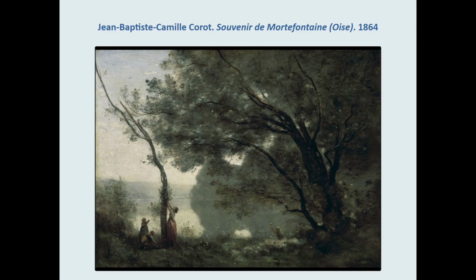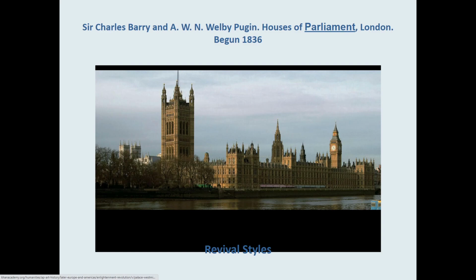But that's pretty much all for the artists. We're going to look at a little bit of these revival styles. This is a period when we get lots of revival styles. Gothic revival is really big during this period.